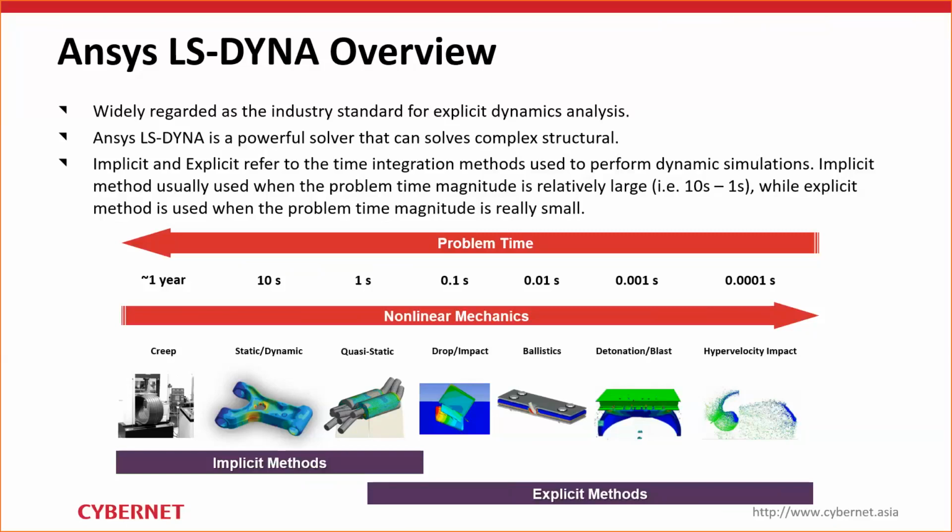Therefore, events such as drop tests or ballistic impacts, moving all the way to detonation or hypervelocity impacts, where events happen at thousands of meters per second. For these kinds of extreme events, explicit dynamics will be the way to go.